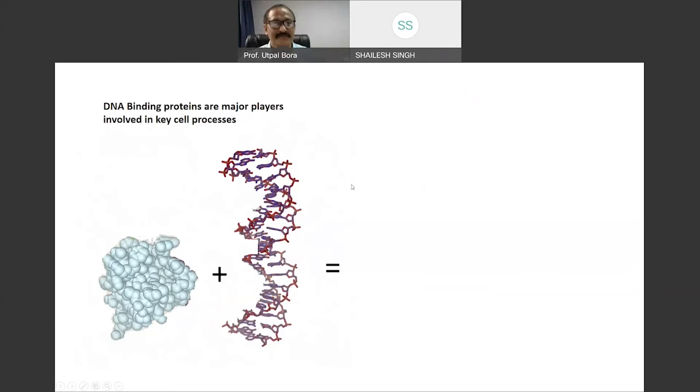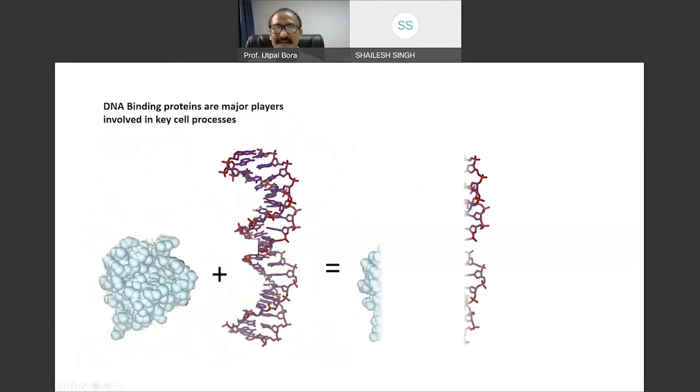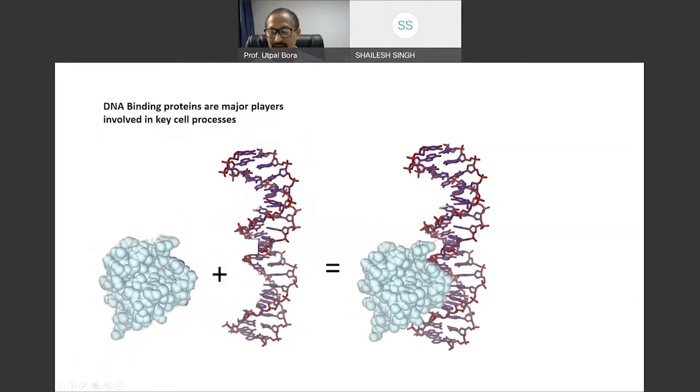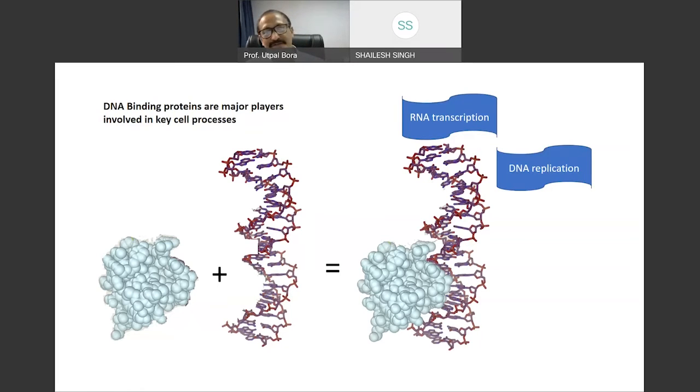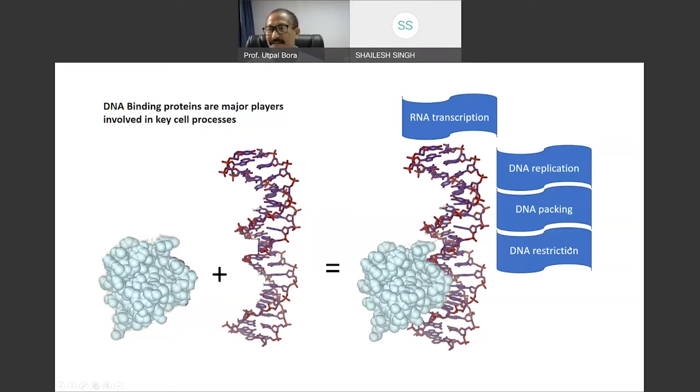So we already know that these nucleic acid binding proteins play major roles in cellular processes, and DNA binding proteins are no exceptions. Whenever a protein, here you can see in the ball structures, binds to this DNA, what happens? It starts the process of transcription, that we already know. It helps in the process of DNA replication, and also DNA packaging.